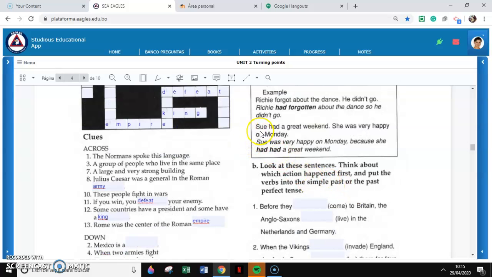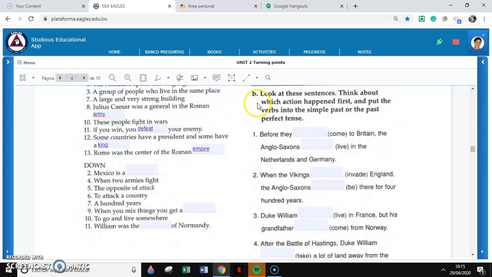So let's say, for example, here, Sue is my friend, and she told me that she had a great weekend and that she was very happy on Monday. But now I would like to tell my other friend that Sue was very happy on Monday because she had had a great weekend. So we usually use it to tell about things that our friends did in past events. Let's have a look at exercise B.